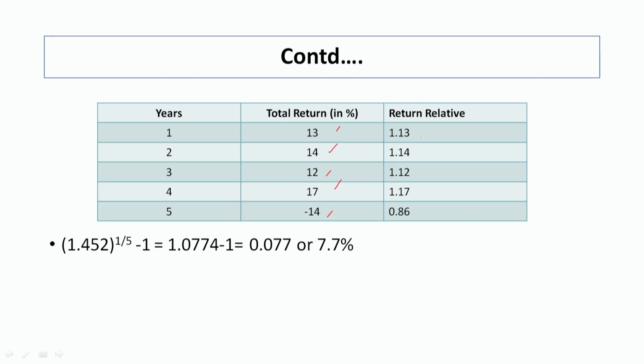Now, we need to calculate the relative return. It is coming around 1.13, that is simply adding 1 to it. So, we are getting this much return.